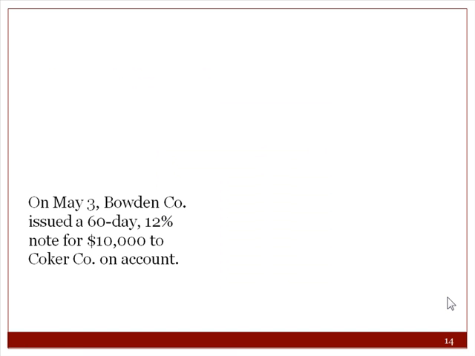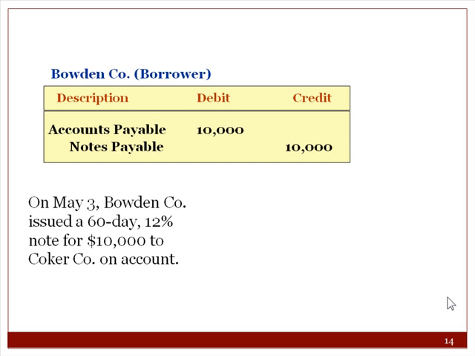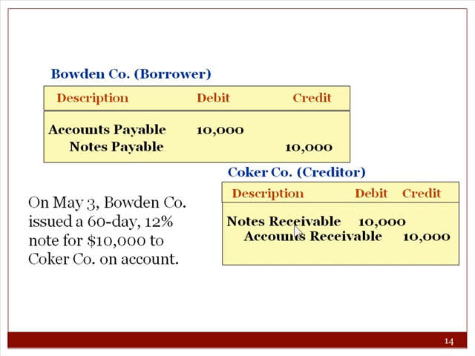Then on May 3rd, Bowden Company issued a 60-day 12% note for the $10,000 to Coker on account. So he couldn't make the payment. So he got a note payable. So the accounts payable goes away and the note payable comes on. And with that ability for the borrower to do that, they're going to make you pay interest. So then Coker's going to have a note receivable, and the account receivable is going to go away.